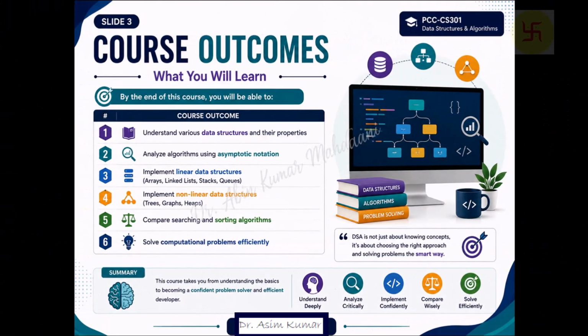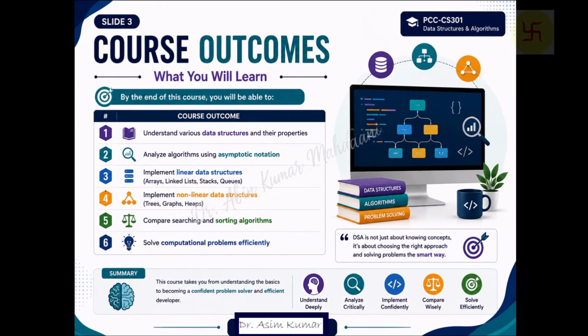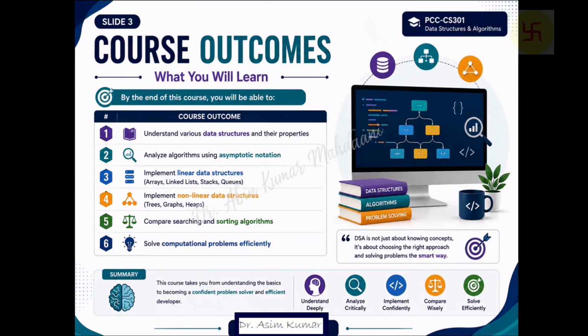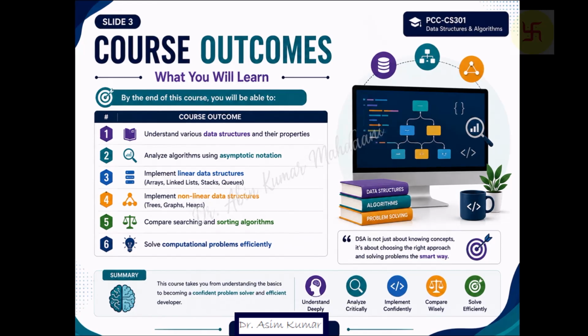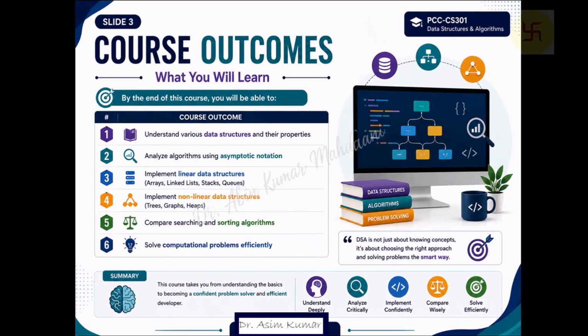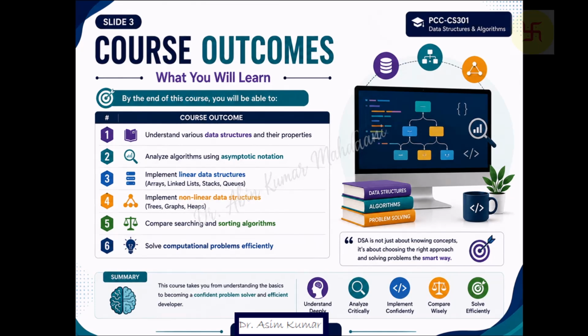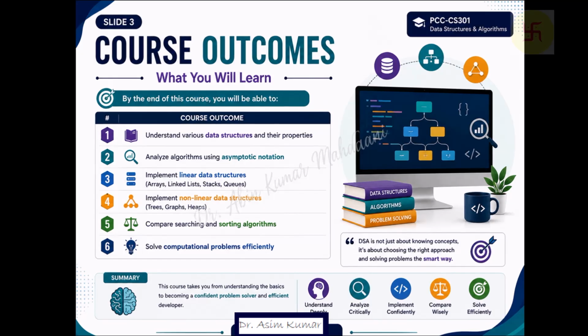Now let's see what you will actually learn in this course. By the end of this course, you will understand different data structures and learn how to choose the right one for a particular problem. You will study linear data structures like arrays, linked lists, stacks, and queues, and non-linear data structures like trees, graphs, and heaps. You will also learn how to analyze algorithms, compare their efficiency, and understand important searching and sorting techniques.